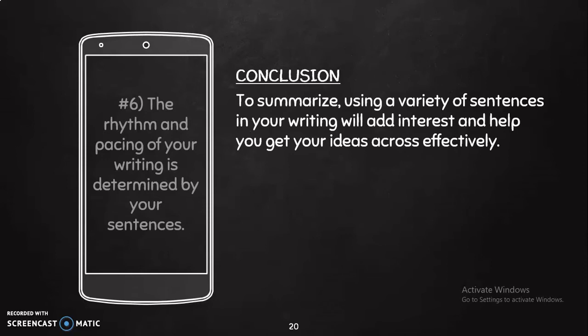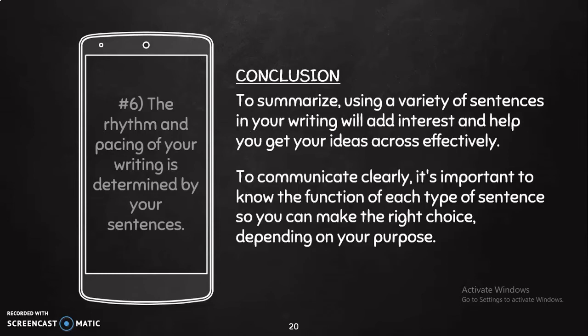In conclusion, using a variety of sentences in your writing will add interest and help you get your ideas across effectively. And again, to communicate clearly, it is very important to know the function of each type of sentence so you can make the right choice depending on your purpose.